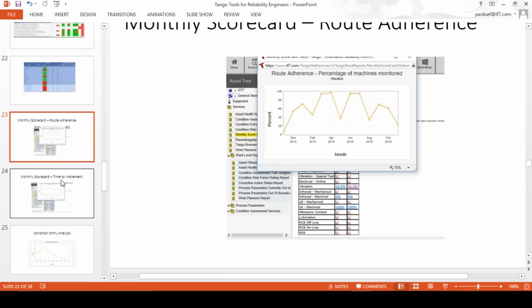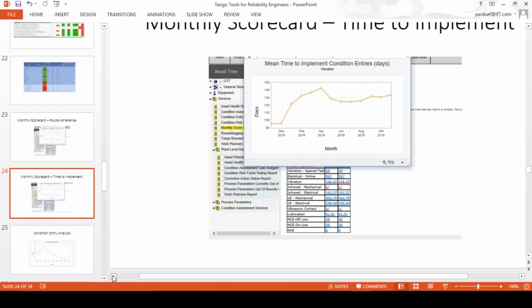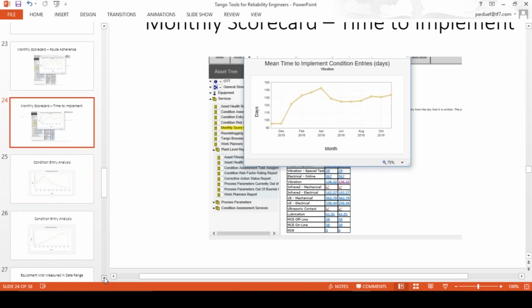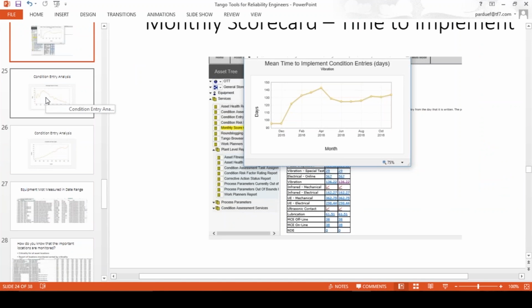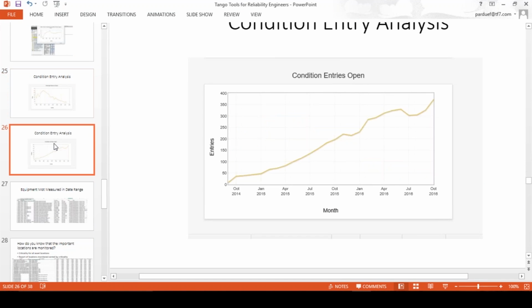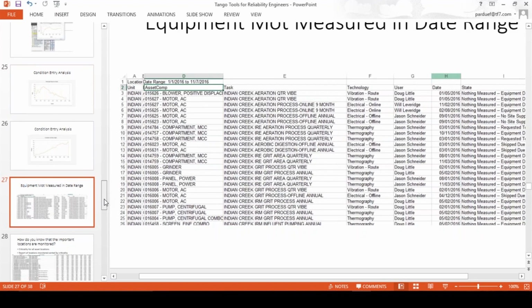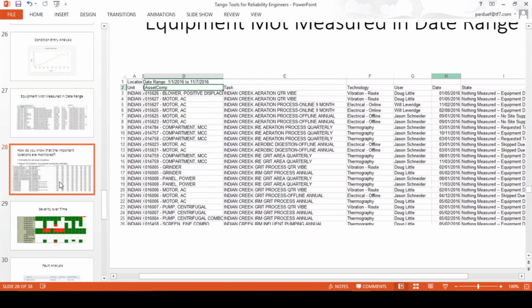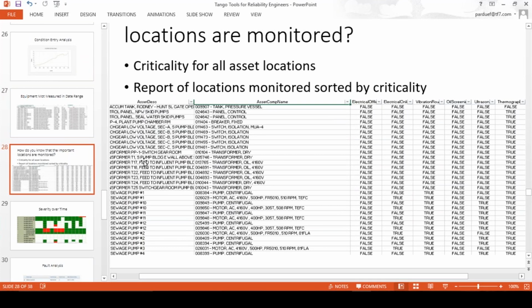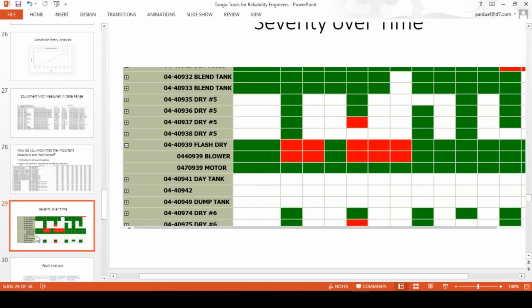Tango has lots of reports. We've talked about condition entry analysis. We've talked about equipment not measured in date range, and we've talked about what equipment has what technologies assigned to it. We've talked about severity over time. So with that, to me, those are the things in Tango that help a reliability engineer assess how well the program's doing. You know, previously we talked about how does a reliability engineer find problem locations. Well, this is how do you find problems in your program.